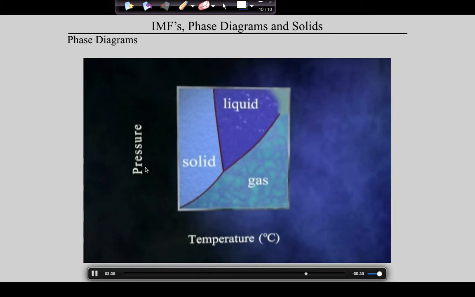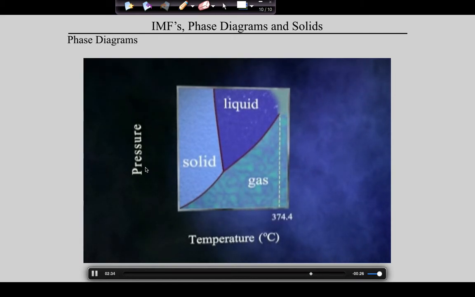The critical temperature is the temperature above which a gas cannot be liquefied regardless of the amount of pressure applied. So there's the critical temperature for water, 375 Celsius, so almost 4 times boiling. That's Celsius. The critical pressure is the pressure necessary.